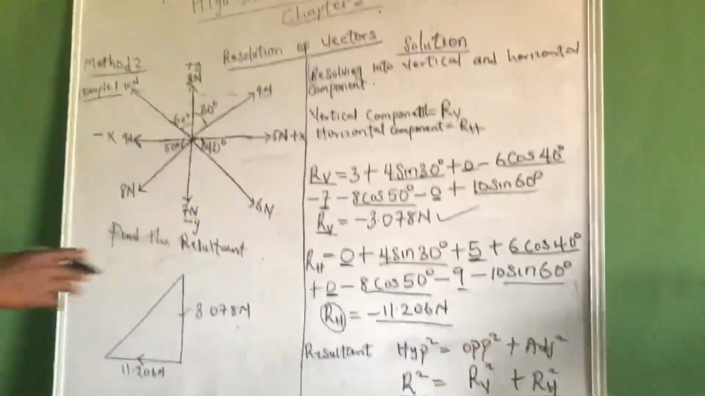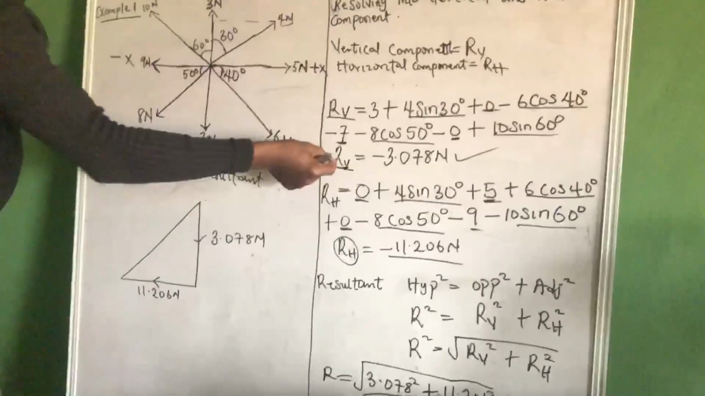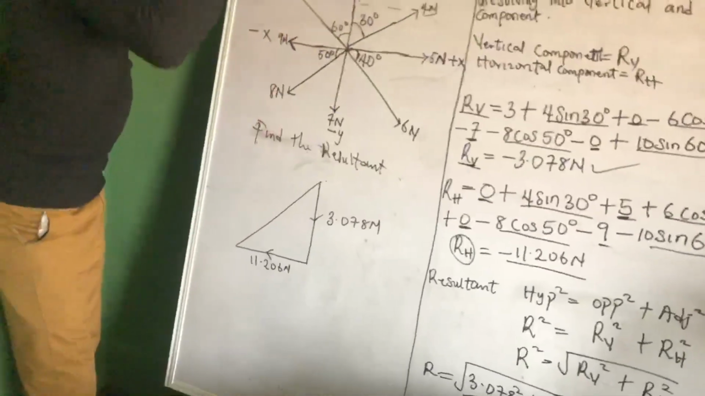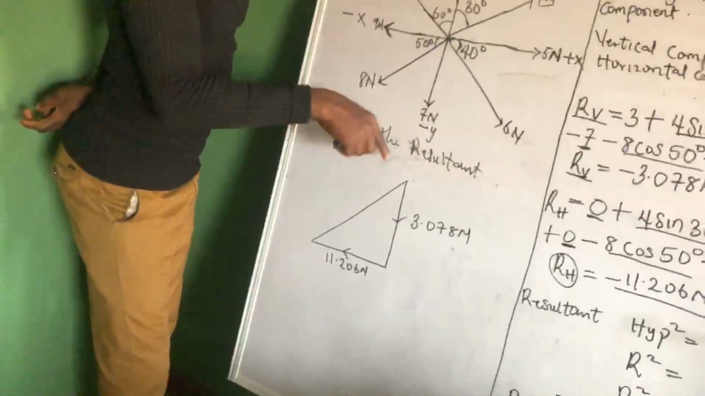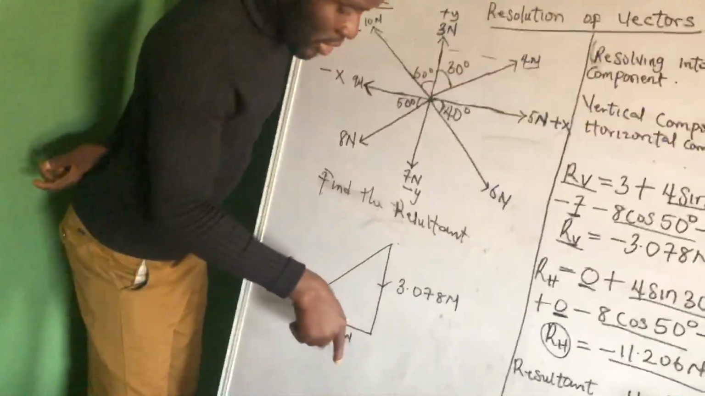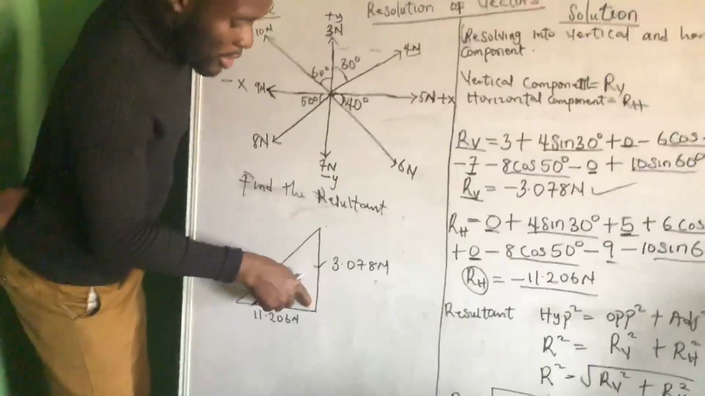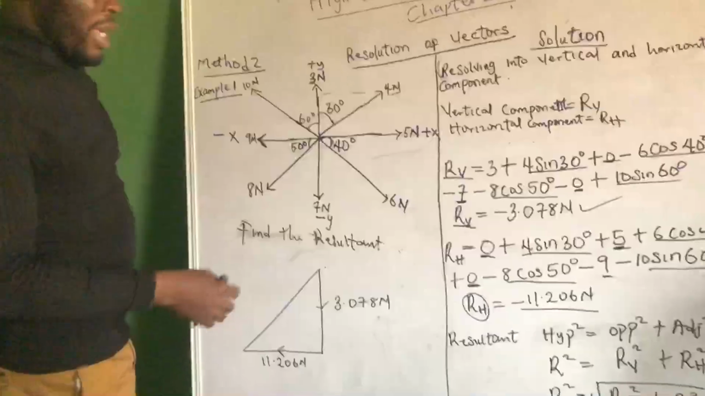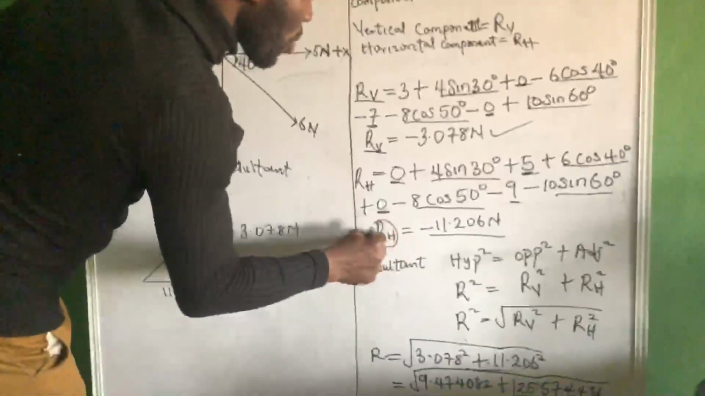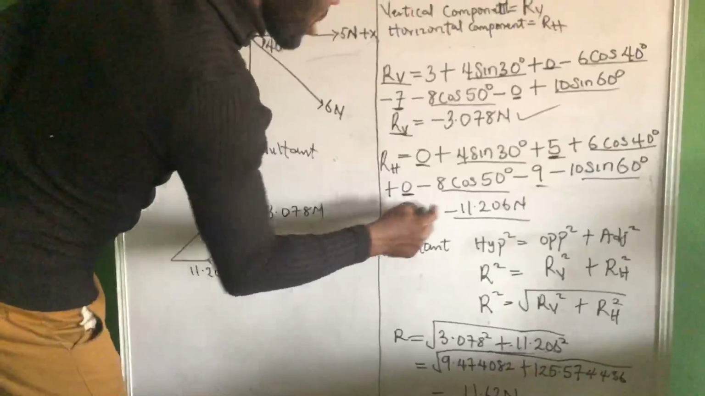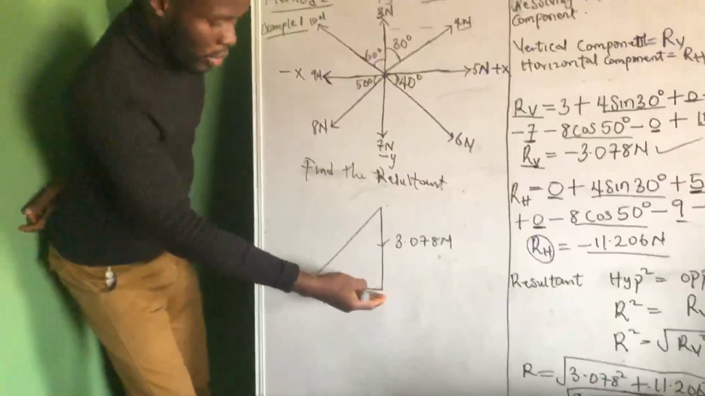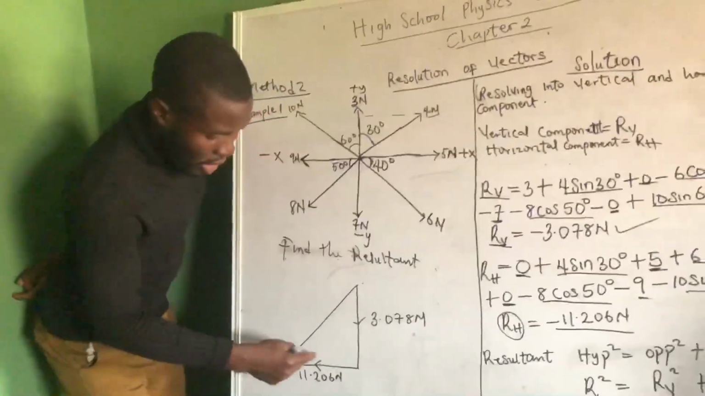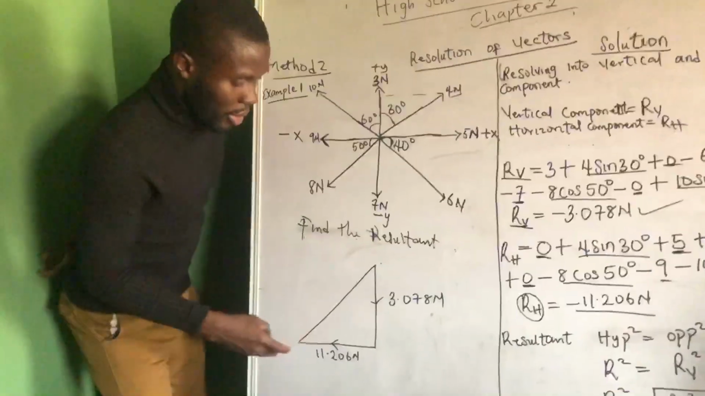Now, after we have gotten that, our vertical component of resultant RV is minus 3.078. That means we will draw a line along the vertical component. But minus there means along the negative y-axis. So our line is pointing downward. So that's our 3.078. You won't have to put minus again. The arrow shows it is negative y-axis already. Now, the horizontal component of resultant RH, we have minus 11.206 Newton. Since it is minus, it is negative x-axis. Our arrow will point in that direction, and we complete our triangle.